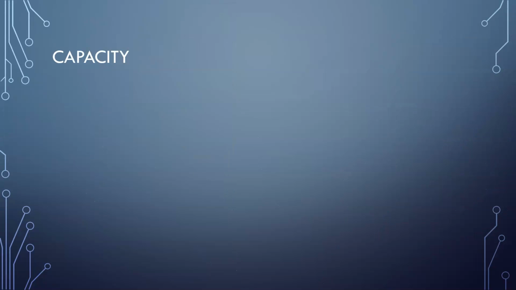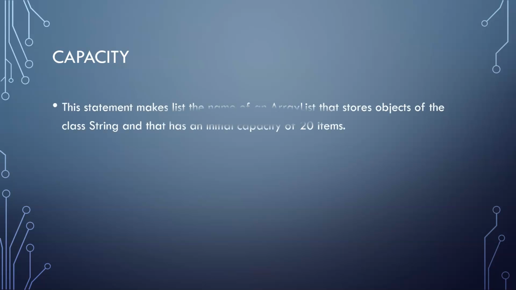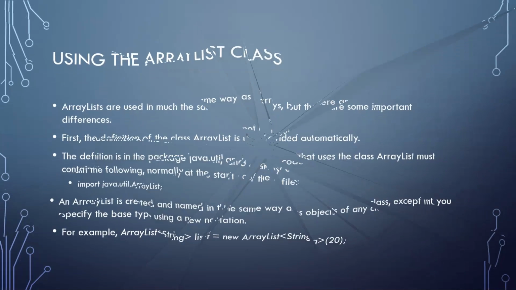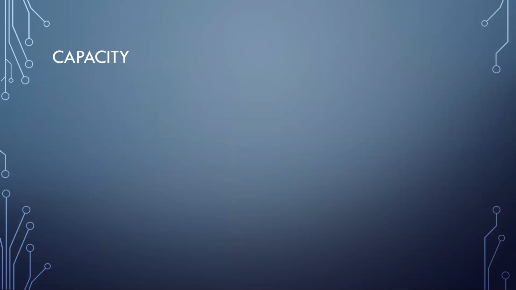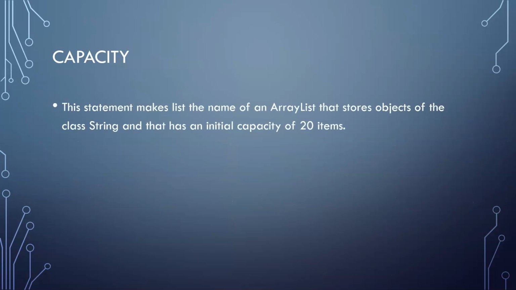All right, so we got some ideas of how these ArrayLists work, but what about capacity? Well, this statement makes the list, the name of the array list that stores objects of the class String, have an initial capacity of 20 items. So if we go back here to the construction of that string, you can see this array list has 20 objects. You're like, but wait, we can make it of any size because it can grow or shrink. That's correct. But you have to give it that initial size in order to create the object to begin with.